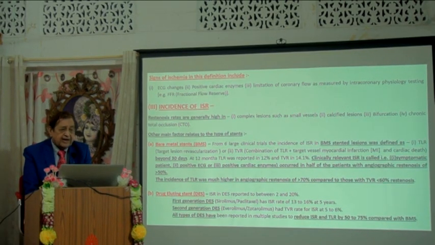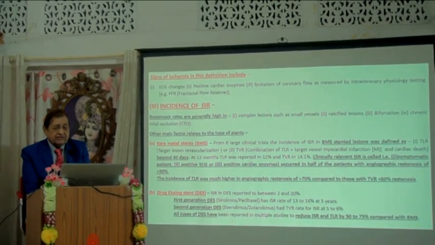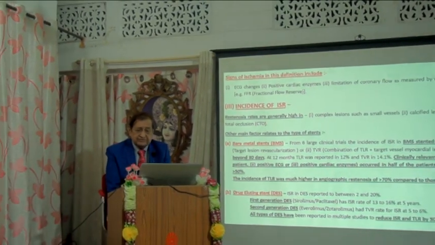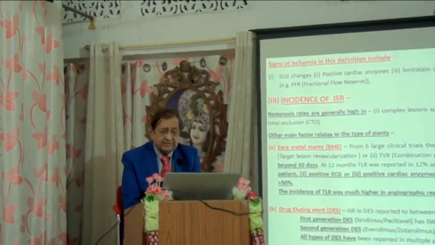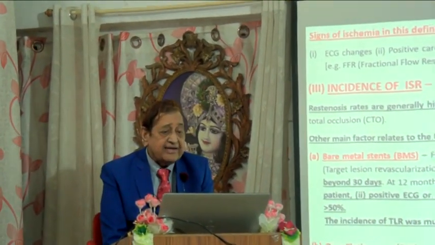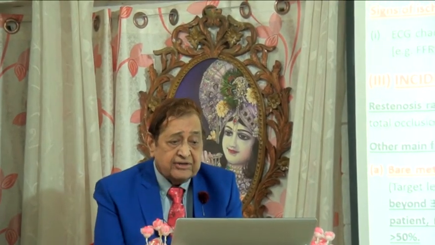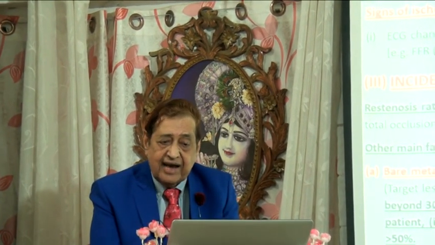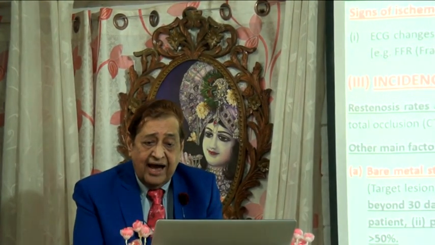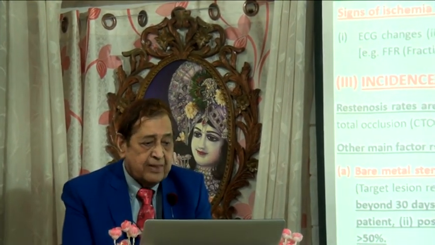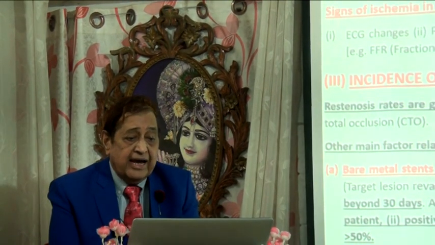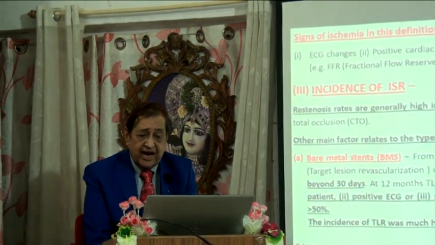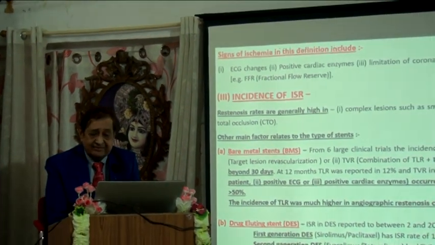First we take the bare metal stent. From 6 large clinical trials, the incidence of ISR in BMS stented lesions was defined as TLR, that is target lesion revascularization, or TVR, meaning a combination of TLR plus target vessel myocardial infarction plus cardiac death beyond 30 days. At 12 months, TLR was reported in 12% and TVR in 14.1%.